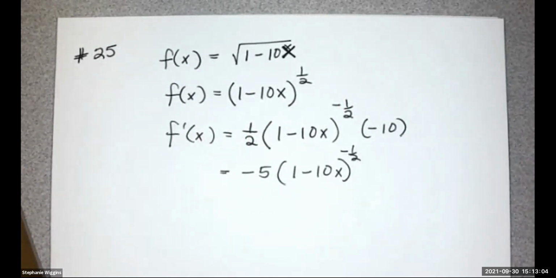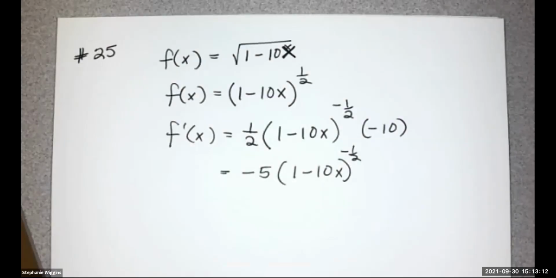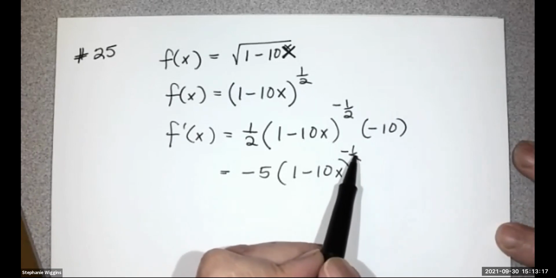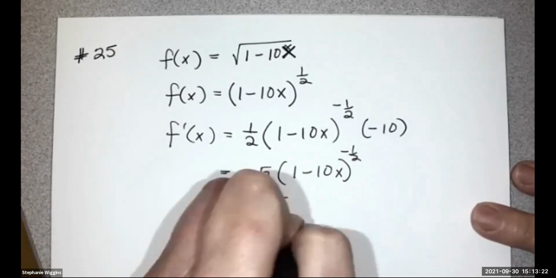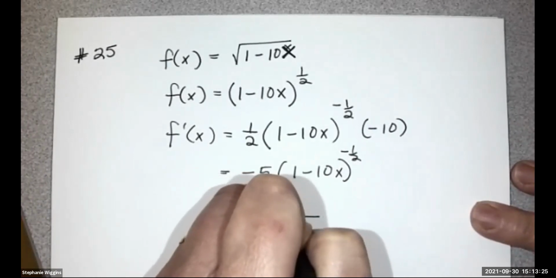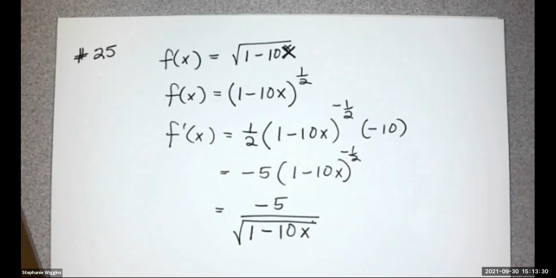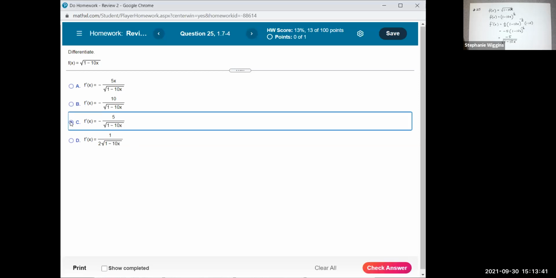And I'm not sure if they leave it in this form. Let's check the choices here. Nope, they convert it. So we're going to convert this back. The negative here means that it's going to be in the denominator, and the 1/2 means it's going to be under a square root. So this becomes negative 5 in the numerator, and then 1 minus 10x is in the denominator with the square root. Okay, so that's our final simplification. And it looks like this is the correct answer right here, C.